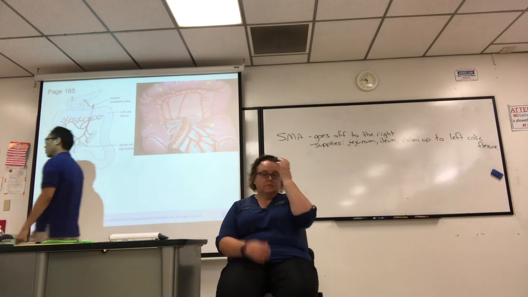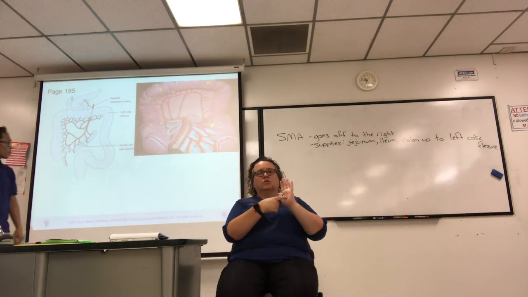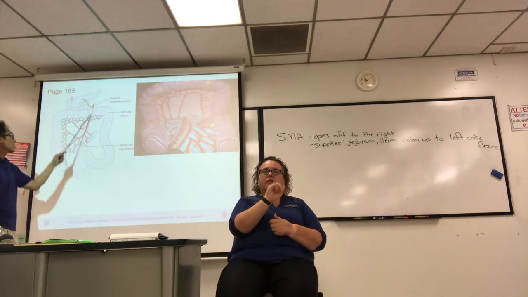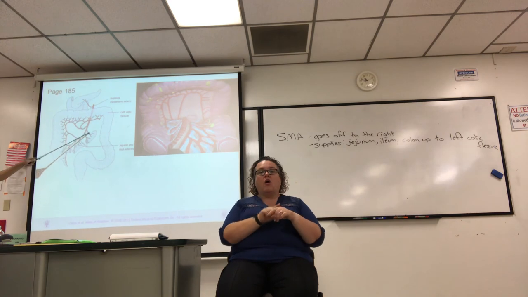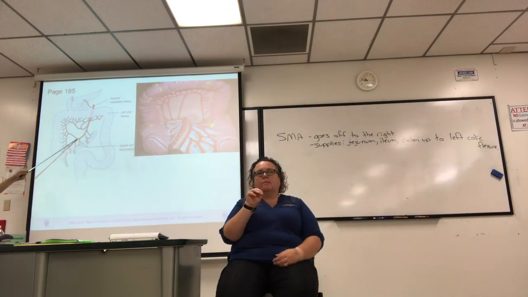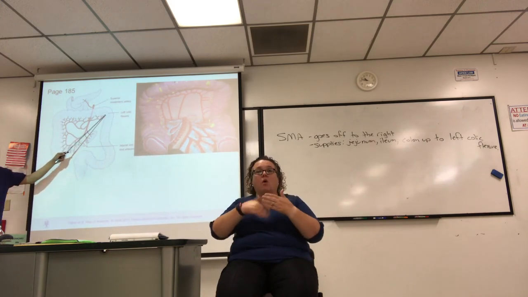The picture on the left is showing you the superior mesenteric artery going off to the right. And as it goes off to the right, it gives up all these branches to jejunum and ileum. And here you see all these branches supplying blood all the way up to left colon flexure.